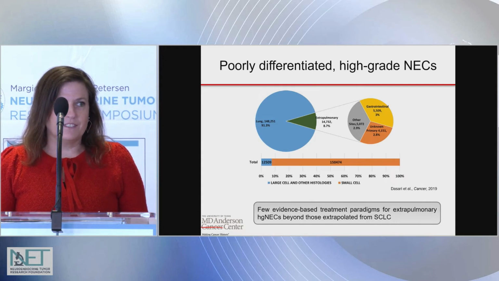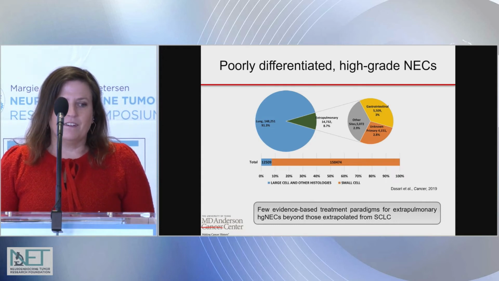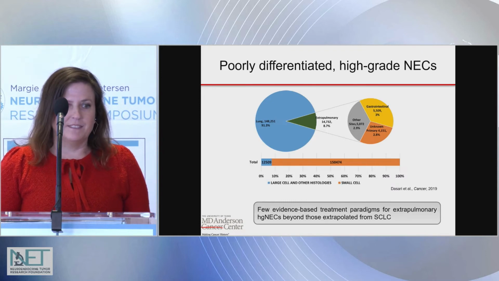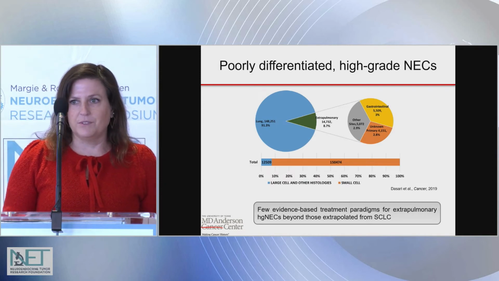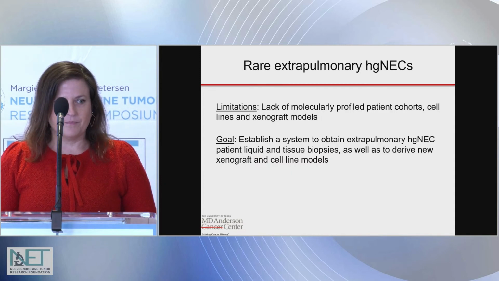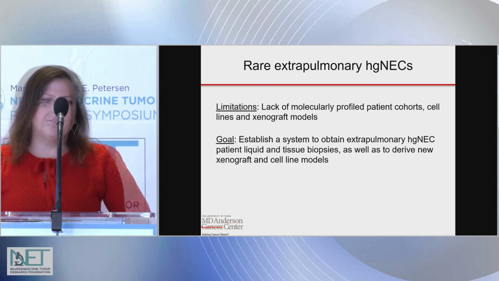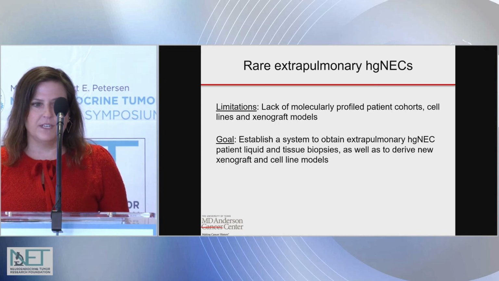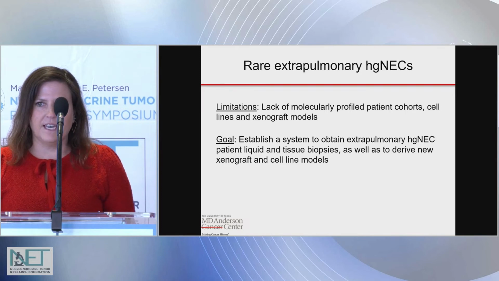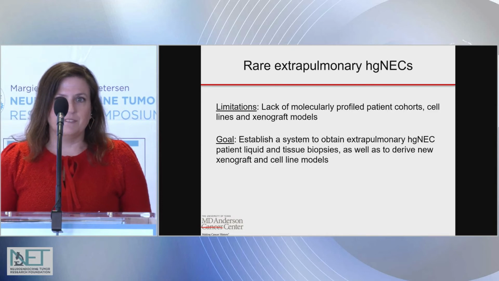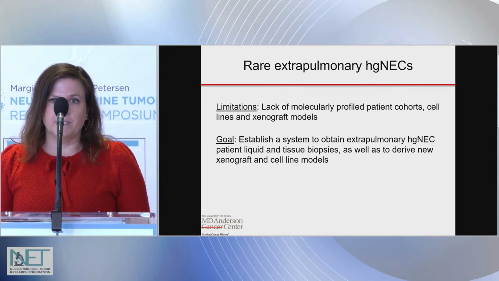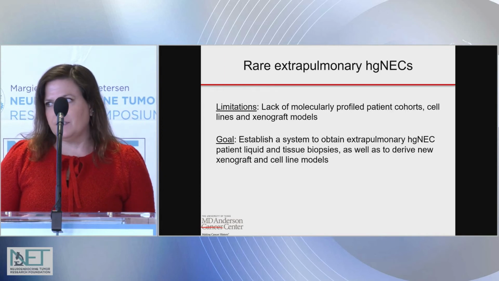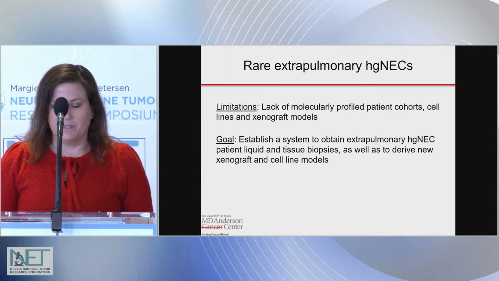Because these are so rare, there are not very many evidence-based treatment paradigms, and patients are treated primarily similar to small cell lung cancer patients. One of the reasons for this is the lack of molecularly profiled patient cohorts and cell line and xenograft models. So our initial goal was to establish a system to obtain extrapulmonary high-grade NETs, both patient liquid and tissue biopsies, as well as to derive new cell line and xenograft models.